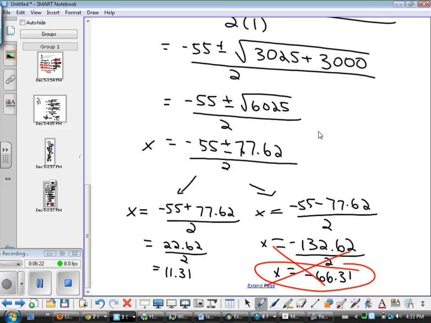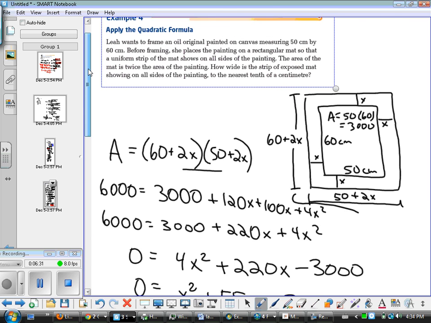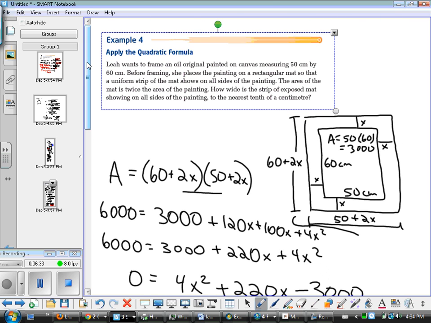We're going to have a strip with a width of 11.31 centimeters. How would we check that? Well, let's go back up to our diagram. So if we have our painting with a width of 50 and 11.31 is the width of the strip, multiply that by 2, you get 22.62. And when you add that to 50, you're going to get 72.62. When you add it to 60, you're going to get 82.62.